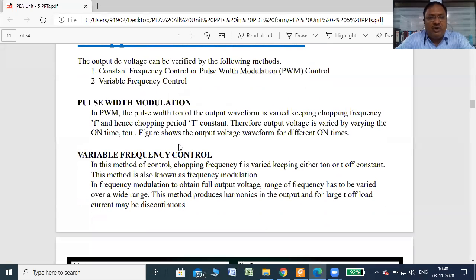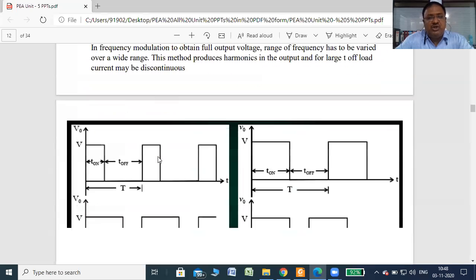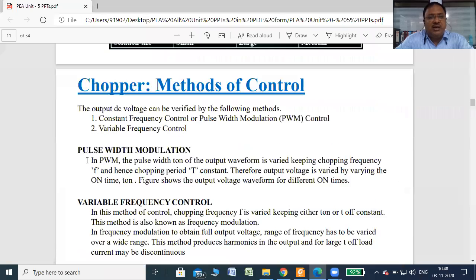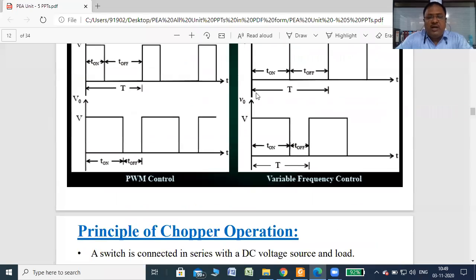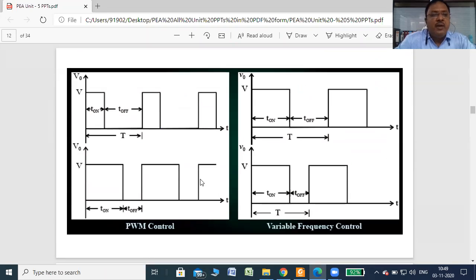Then, the methods of control, we have to see in detail. But in short, what is pulse width modulation and what is variable frequency control, we have already learned with the help of these two figures. In the first figure, T on is changed, but the total T is constant. You can see here in the first and second, T on is small and T off is bigger. Here T on is bigger and T off is smaller, but the total T is constant.